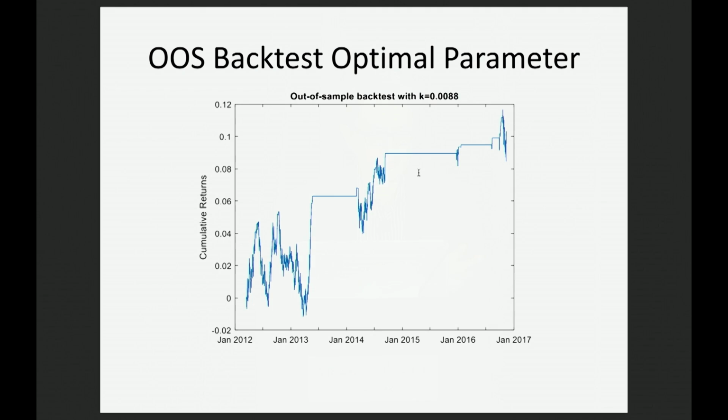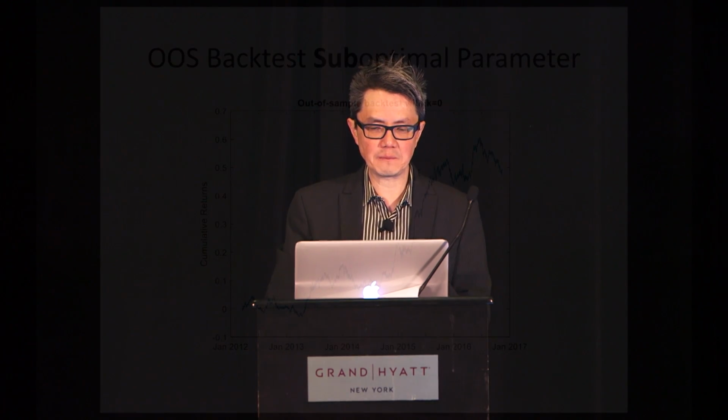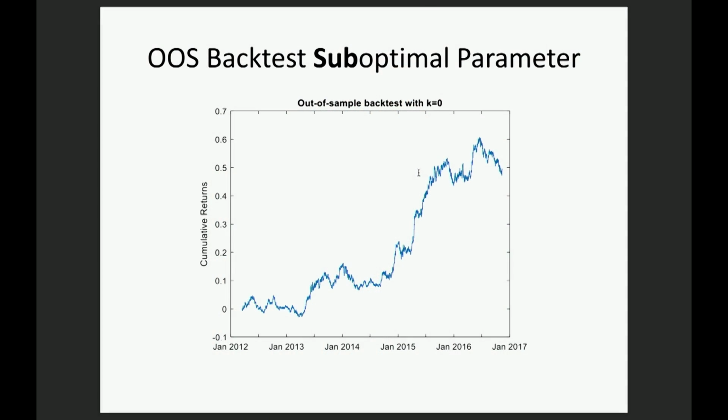Why is the result not that impressive? Let's do something to test our optimal solution. Let's just randomly pick some other parameter, K equals 0, let's say. Instead of K equals 0.008, let's see what the out-of-sample backtest looks like with a supposedly suboptimal parameter, K equals 0. And it turns out that it has a better Sharpe ratio. The cumulative return looks better with just this randomly picked parameter.